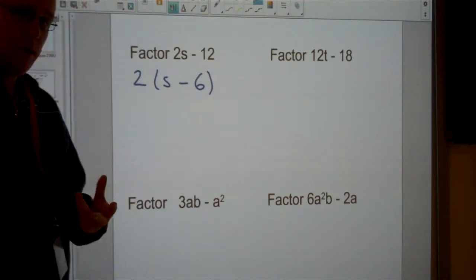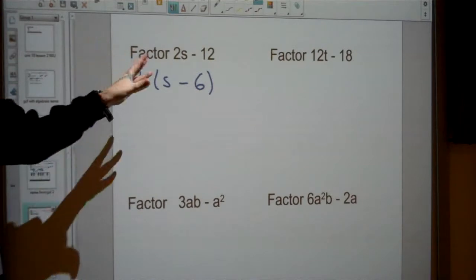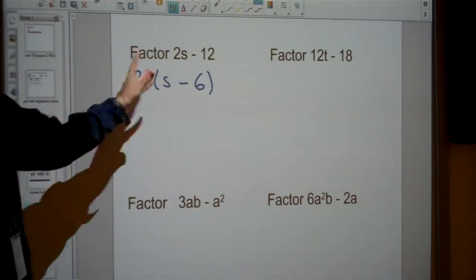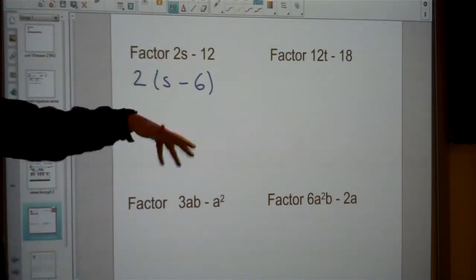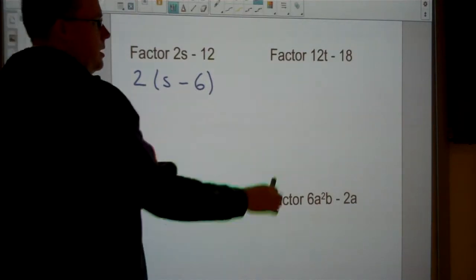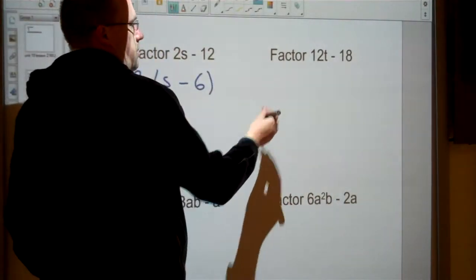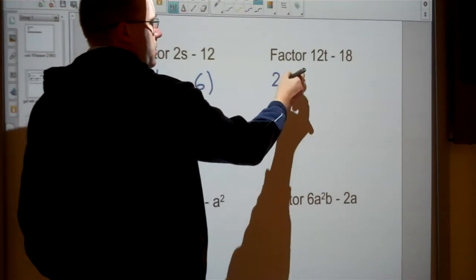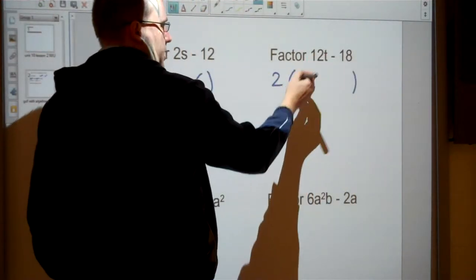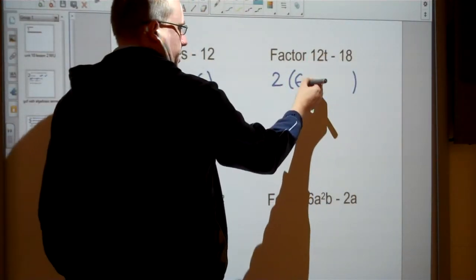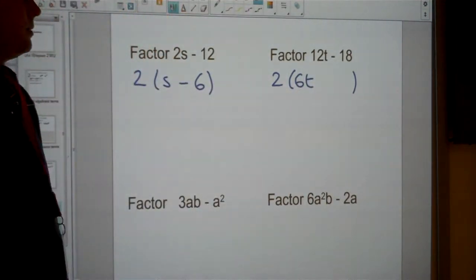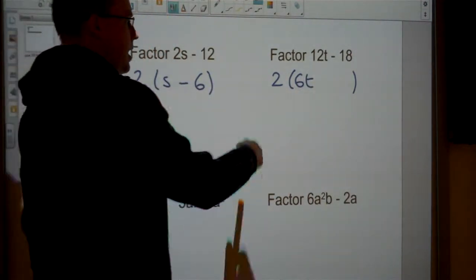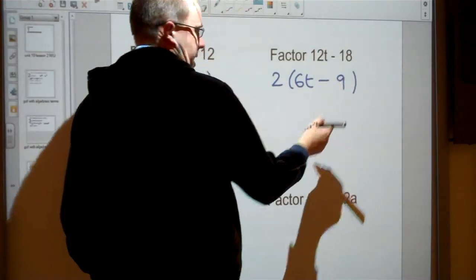Now I'm going to show you a second way to do this in a second if you prefer that, but this is the preferred way, but sometimes people struggle, and I'll show you another way of getting to the answer. Now for this one here, 12 and 18, you might spot that they're both in the 2 times table, and you would be right. So 2 times 6 gives me 12, and I can see I need a t here as well, because 2 times 6t is 12t. And then 2 times 9 gives me 18.